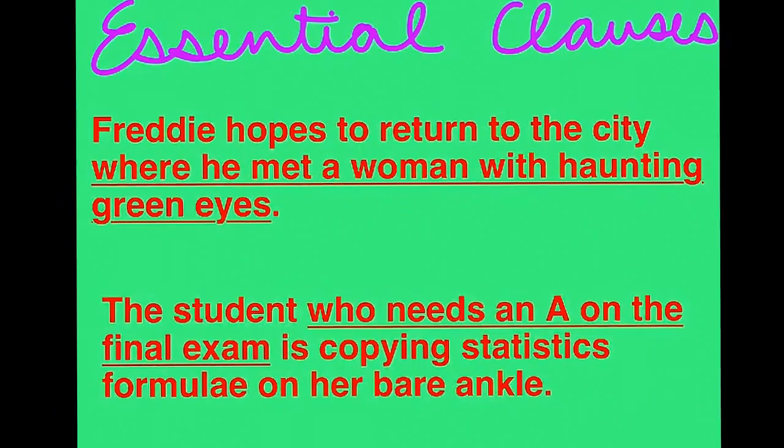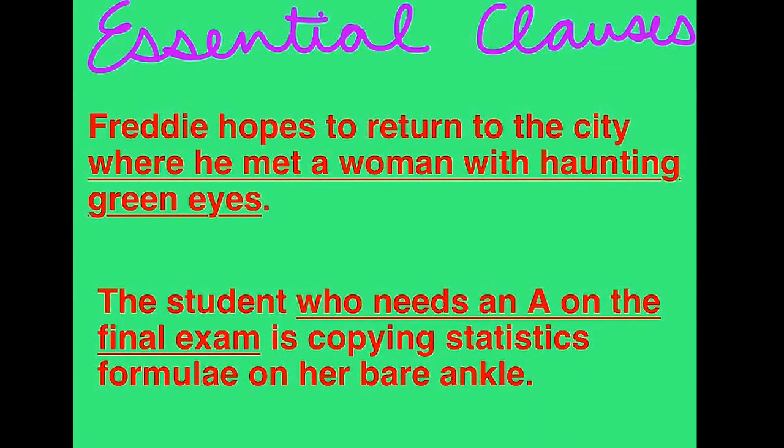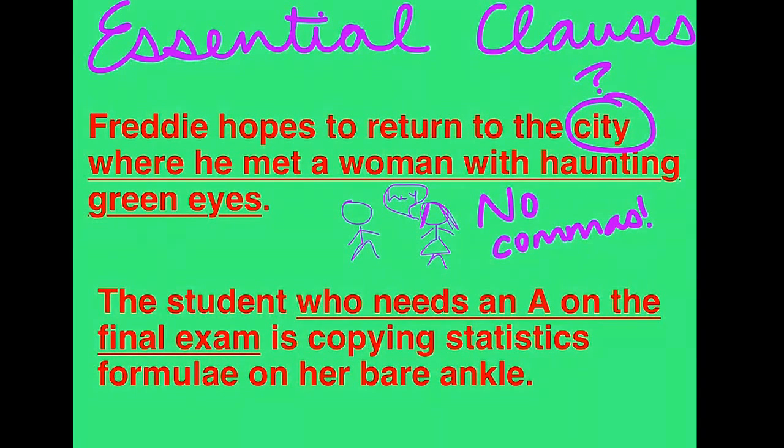Let's look at more essential clauses, where the clause is necessary for the sentence to make sense. Freddie hopes to return to the city where he met a woman with haunting green eyes. Now, which of the many cities on the planet is he talking about? Oh, the one where Freddie met a memorable woman. Notice, no commas here. It's essential to the meaning of the sentence.